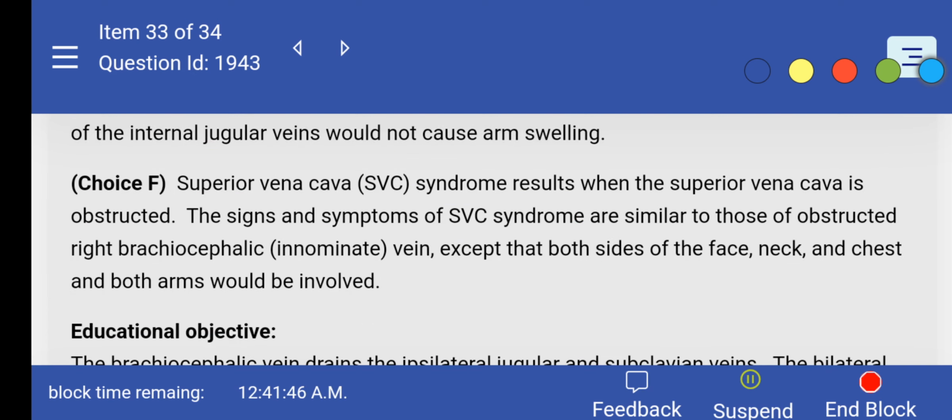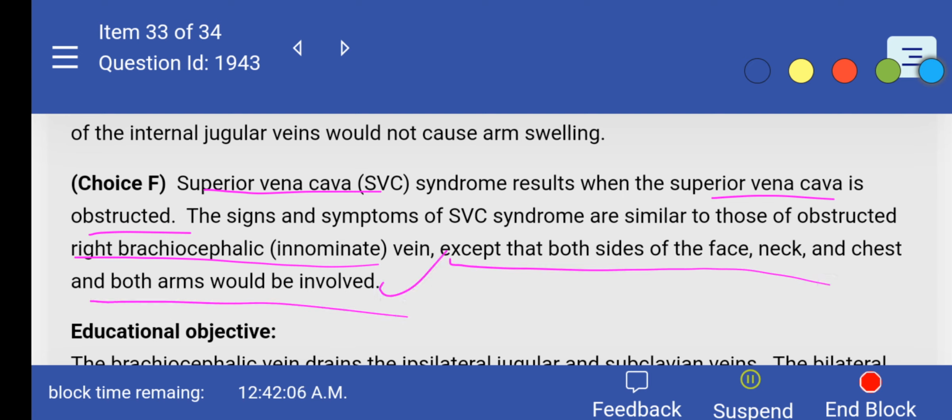Okay, why not option F? Superior vena cava syndrome results when the superior vena cava is obstructed. Its signs and symptoms are similar to those of an obstructed right brachiocephalic vein, except that both sides of the face, neck, and chest and both arms would be involved. If this is the right brachiocephalic vein and this is the left brachiocephalic, they both drain into the superior vena cava, so the face, neck, and arms on both sides will all be affected.